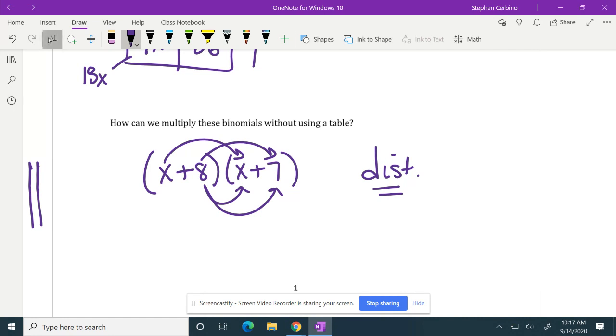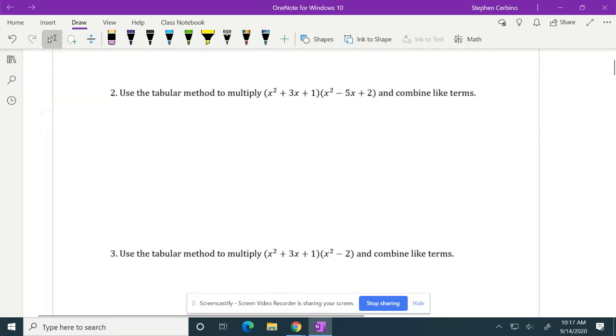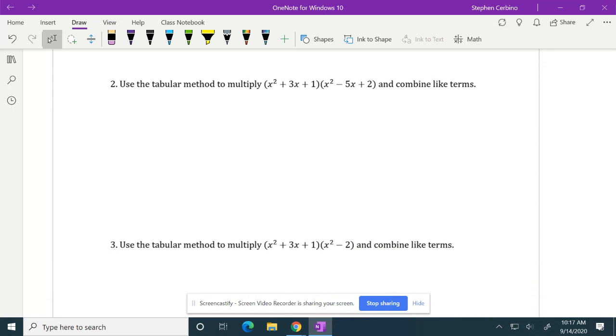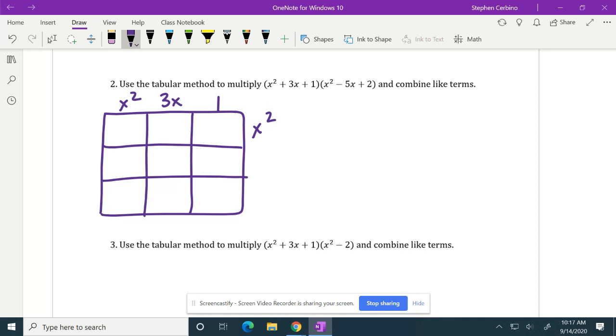So let's keep going here. It says use the tabular method to multiply and combine like terms. Notice I have a 3-term polynomial times a 3-term polynomial, so I'm going to need to make a lot more boxes. I need to make enough so it's a 3 by 3. I'm going to have 9 boxes. So I have x squared, 3x, and 1, and x squared, negative 5x, and 2.